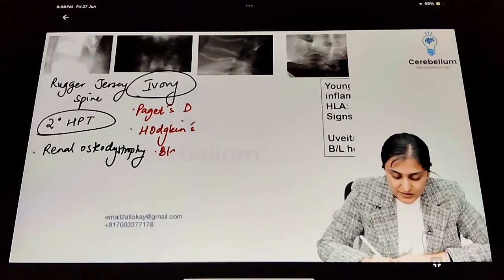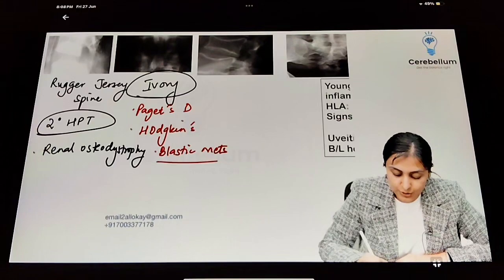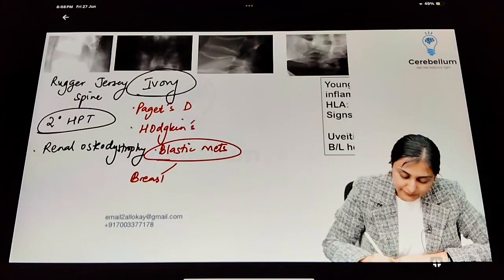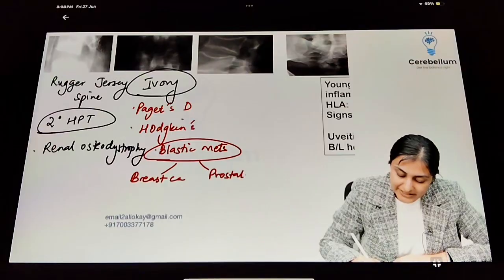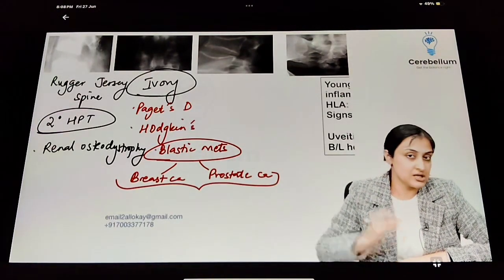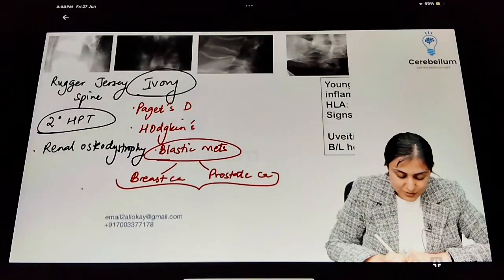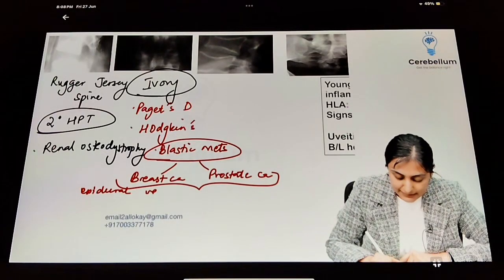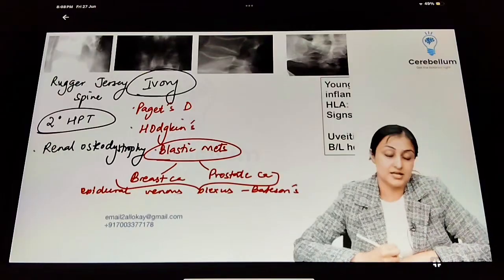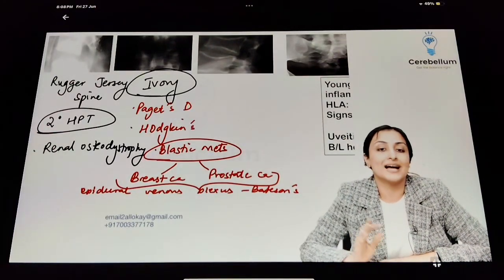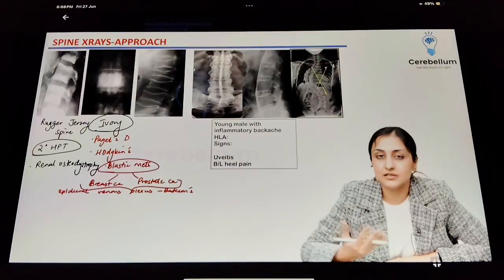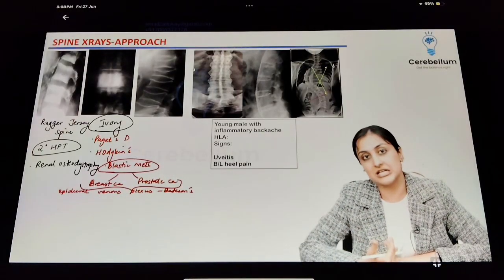And very, very important is there can be blastic metastasis. 2 primaries which give rise to blastic metastasis. One is breast CA in women and prostate CA in men. Both of these are causes of blastic metastasis, and something linking both of these: the spread of metastasis to the spine is also common. Both of them spread via the epidural venous plexus, which is called as the Batson's plexus. So both of them reach the spine via the Batson's venous plexus. So this is what you need to know about white ivory vertebrae. 3 differentials, Paget's, Hodgkin's lymphoma, blastic metastasis.